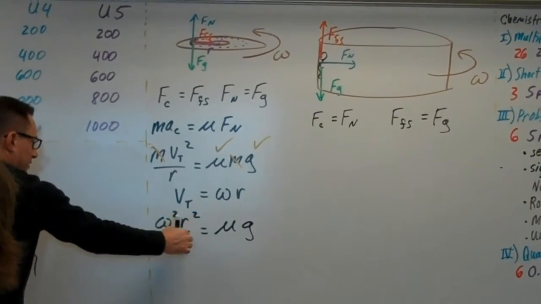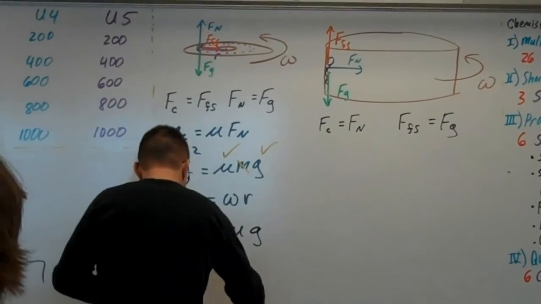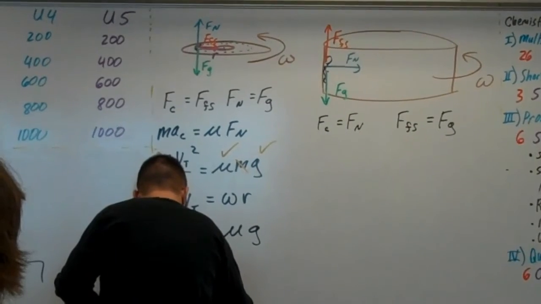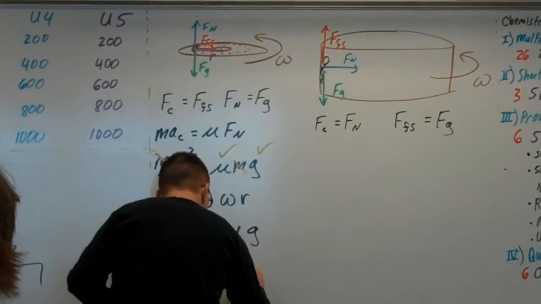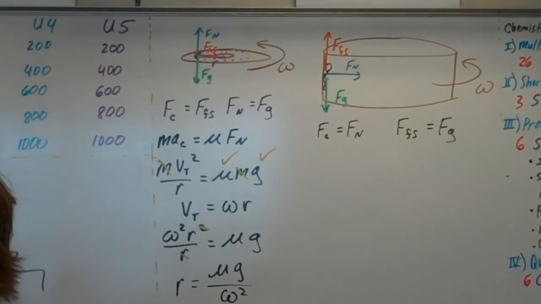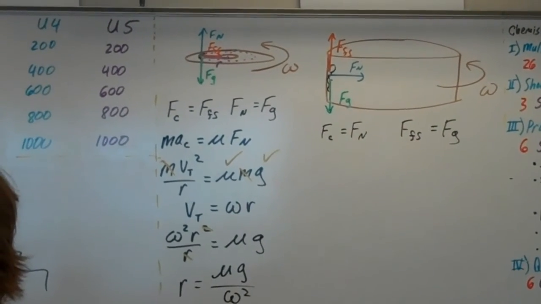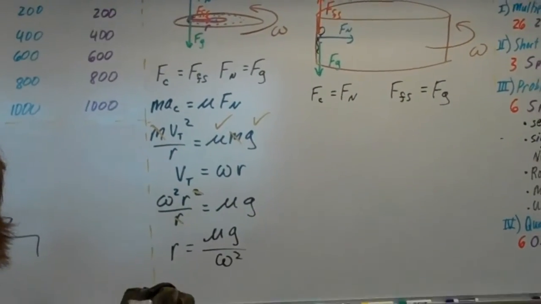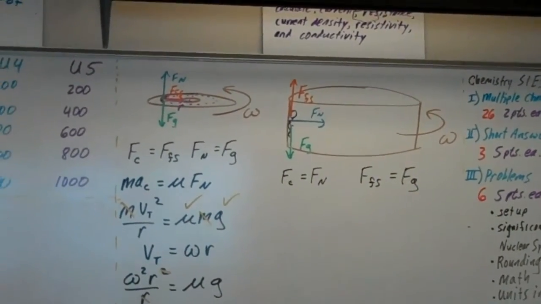Then notice that the squared and this r cancel. And we get that r is equal to mu g over omega squared. That's what the problem asked you to find.